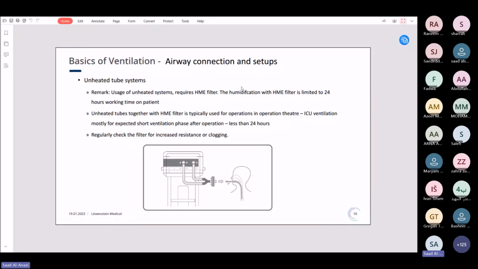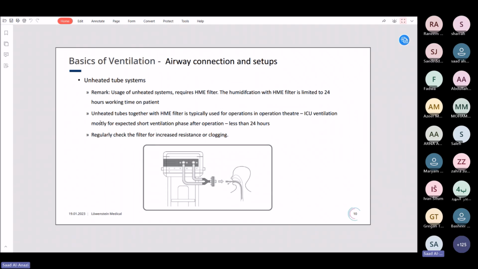Also, this slide focuses on the unheated tube system. As you know, in the unheated tube system we are using HME filters. The HME filters are only required for a limited working time of 24 hours. If the patient is for short-term intubation, we recommend the HME filter rather than active humidifiers.